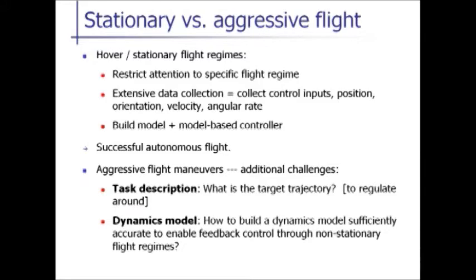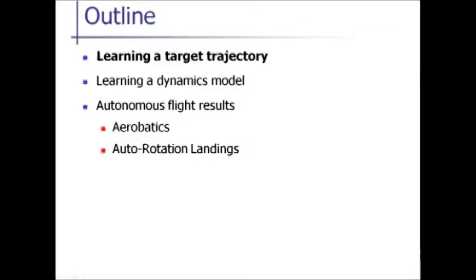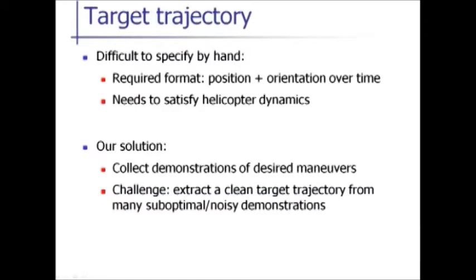And like I said, I already mentioned the dynamics model. Okay. So the outline is, we'll talk about how to learn the target trajectory, and then I'll go into how to learn the dynamics model, and I'll show you some results for both of those. As I mentioned, it's very difficult to specify these trajectories by hand. The required format is a position and orientation over time, and these positions and orientations have to satisfy the helicopter's dynamics. If they don't, then you can't fly it.